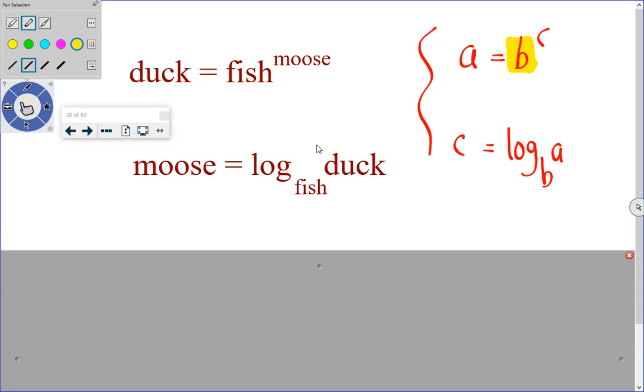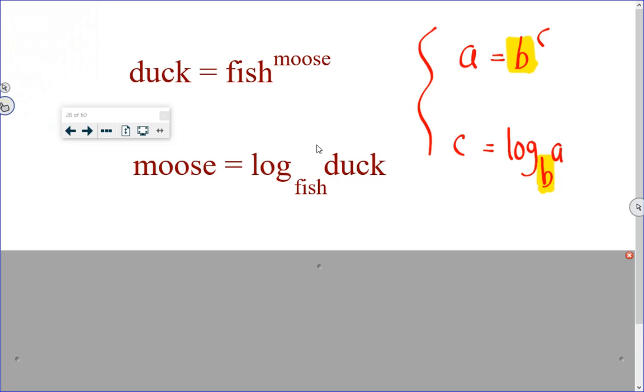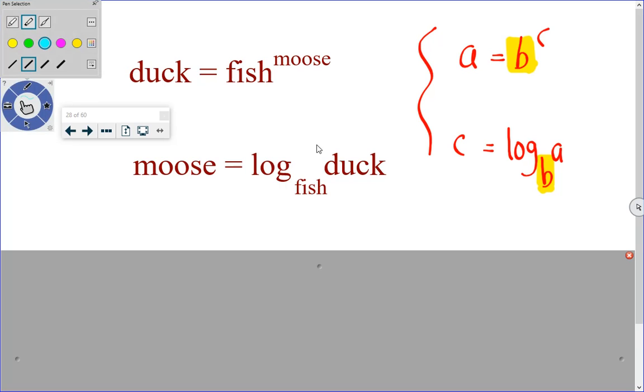In one of these, there is something that is by itself. In the exponential one, a is by itself, but a is not by itself in the other. In the logarithmic one, c is by itself, but c is not by itself in the other. I guess what I'm saying is you have to come up with some kind of rule to convert these around.